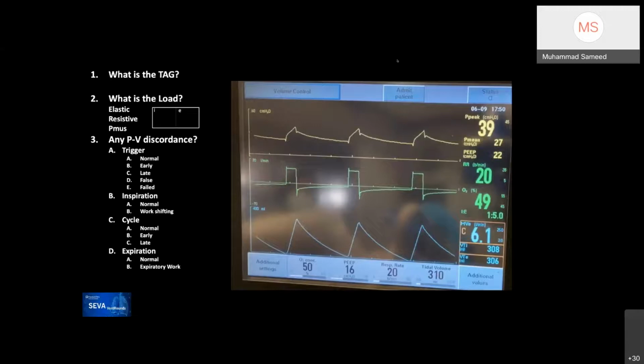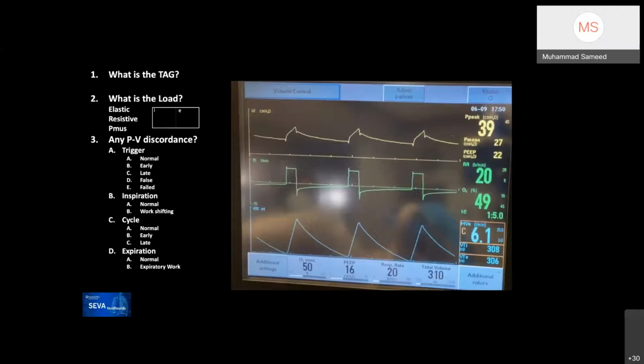In terms of PV discordance, the patient is fairly passive. I think these are all machine-triggered breaths, so it's difficult to say if the patient is triggering, but there don't seem to be any failed or false triggers. With the resistive load, I'm expecting this patient to have some obstructive disorder, but I don't see any failed triggers. Inspiratory-wise, again, a very passive patient who appears to be paralyzed, no triggers, so no inspiratory work shifting at all.